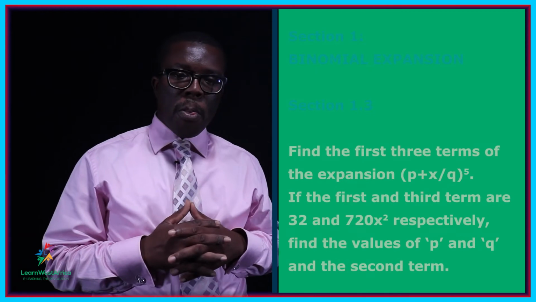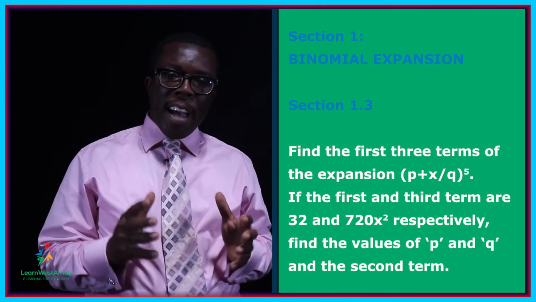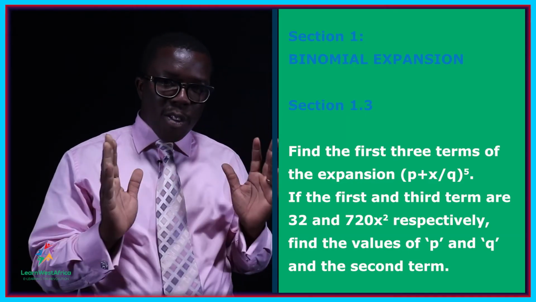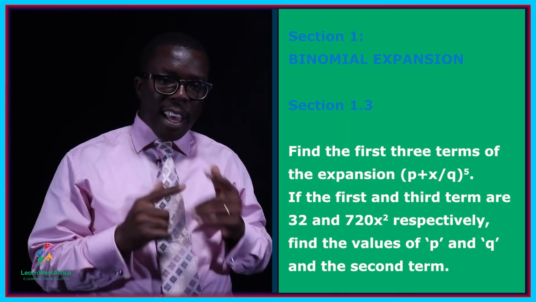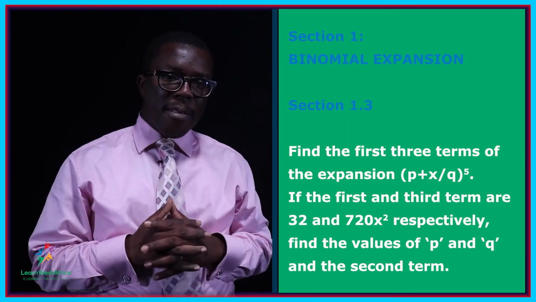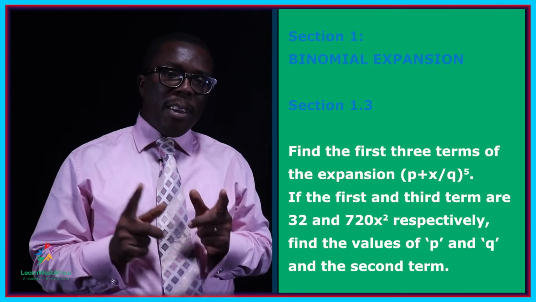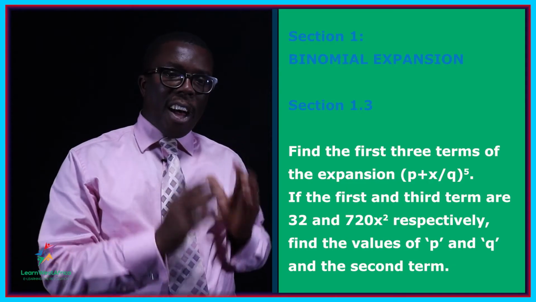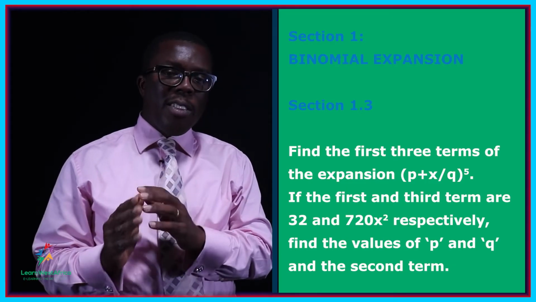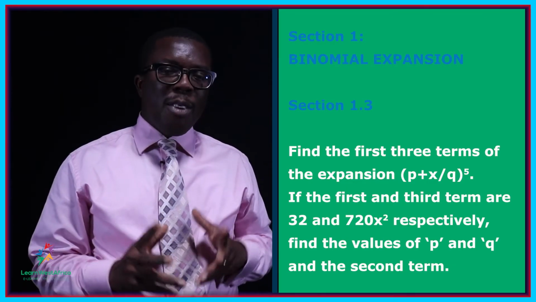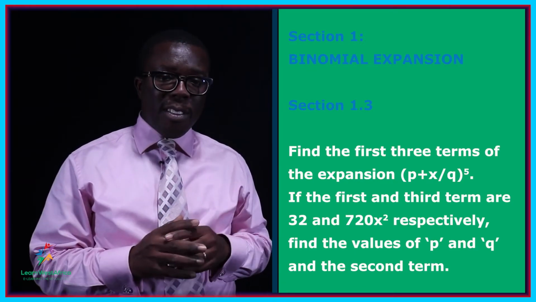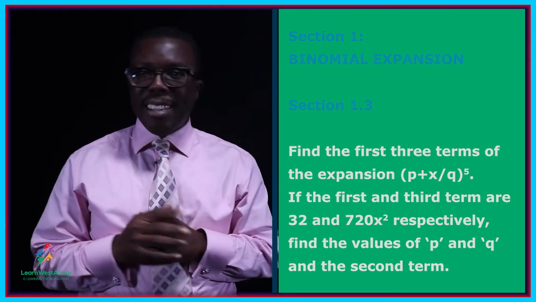Question 2. Find the first 3 terms of the expansion, all in brackets, (p + x/q) raised to the power 5. If the first term and the third term are 32 and 720x squared respectively, find the values of p and q where they are positive integers, and the second term.